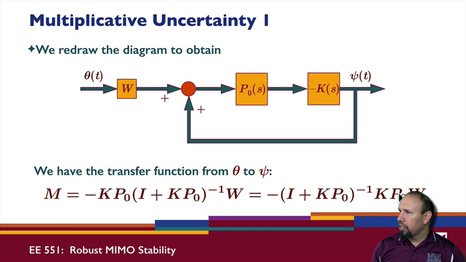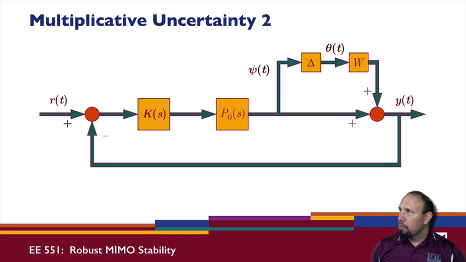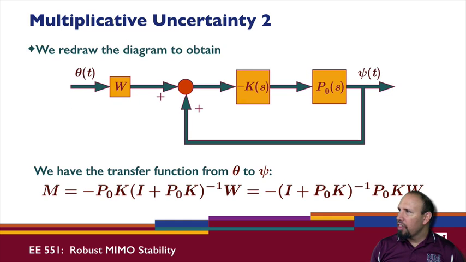And again, I can express it in two different forms. So using a matrix inversion lemma, I can put this on this left side, or I can have it on the right side here. So that's multiplicative uncertainty 1. Multiplicative uncertainty 2 is similar in that this and this combination are interchanged. And so again, we can redraw the diagram. This is our diagram. We can get the transfer function for it from this. And so we can recast the multiplicative uncertainty 2 into this form.